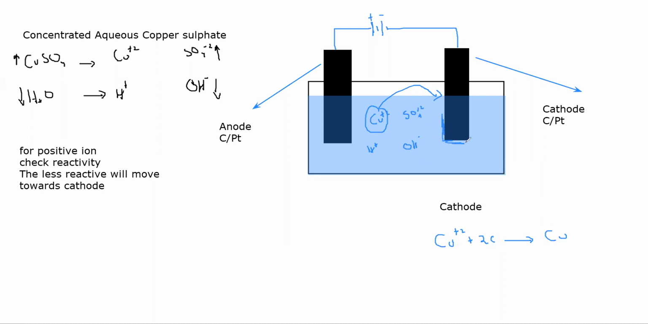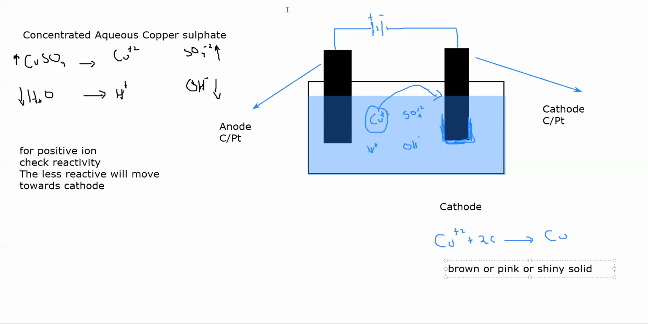Copper is brown, or pink is also acceptable. So a brown or a pink solid will form, or a shiny solid you can also say. So a shiny solid is formed at cathode.